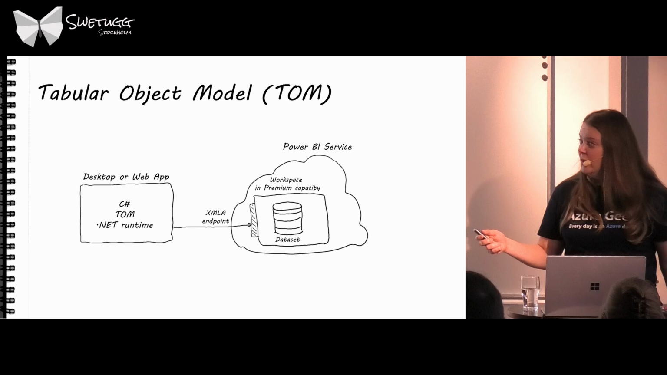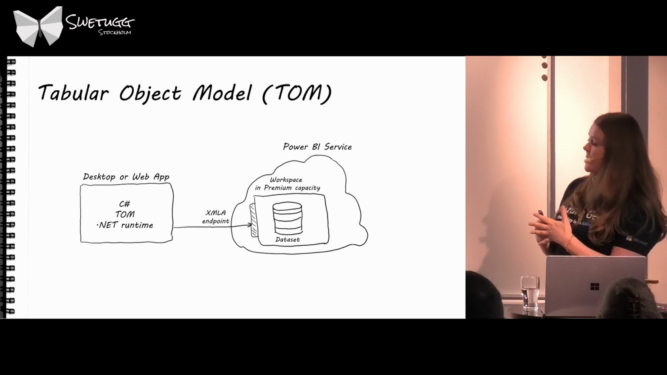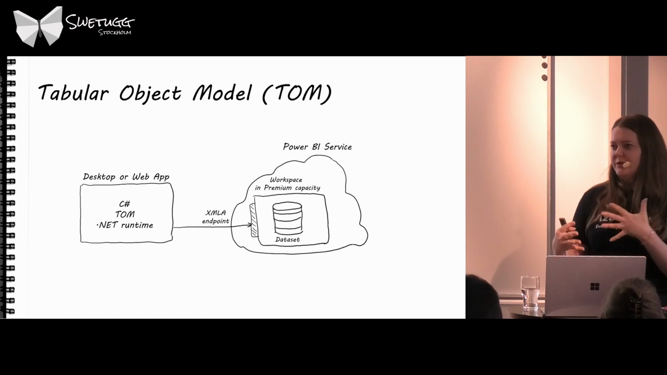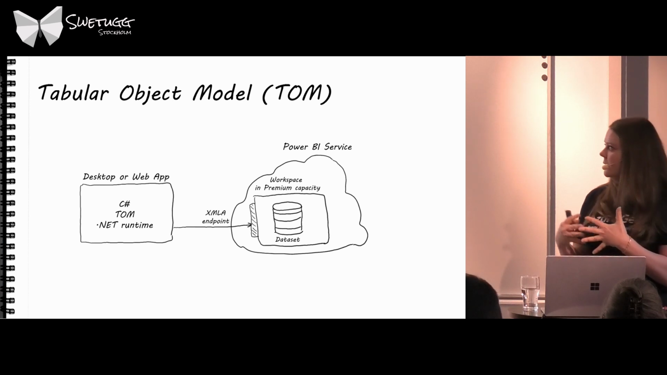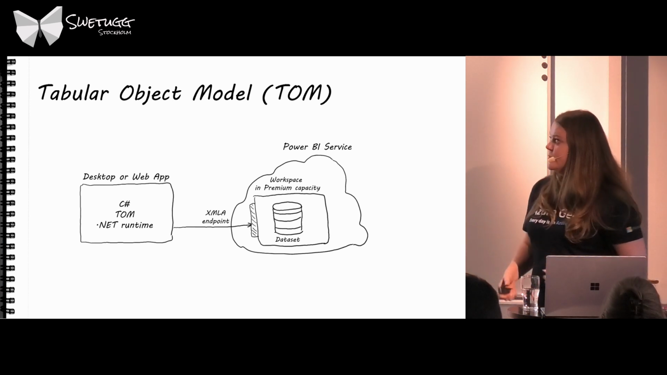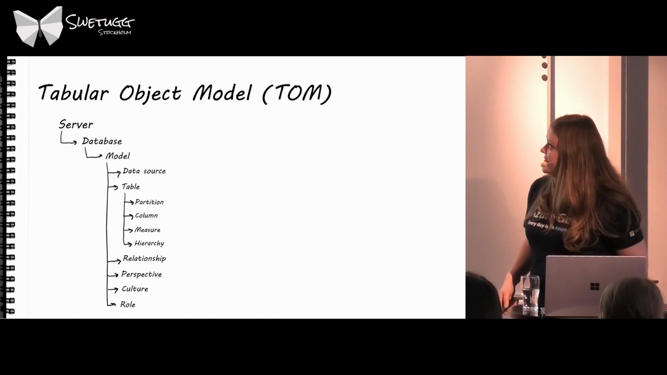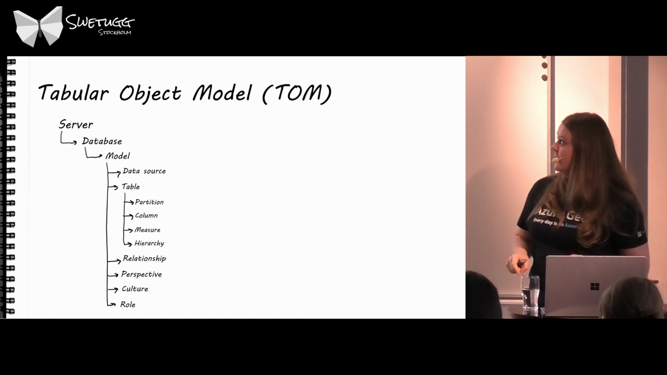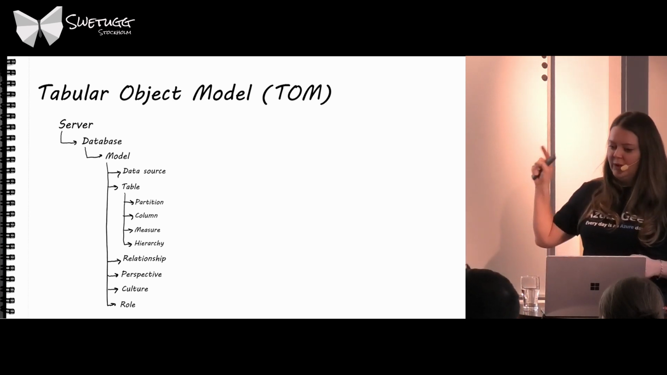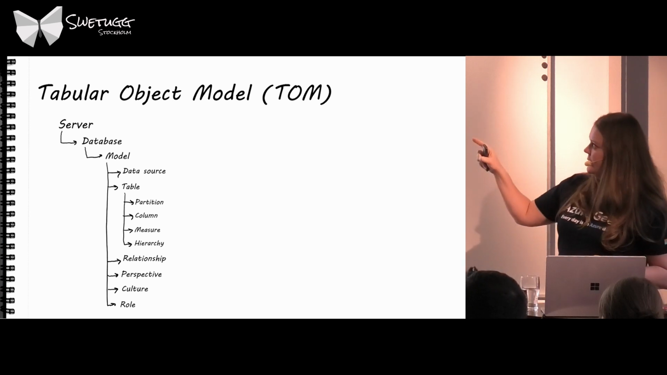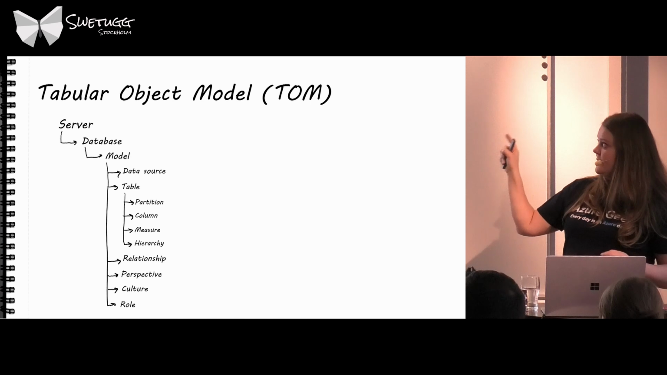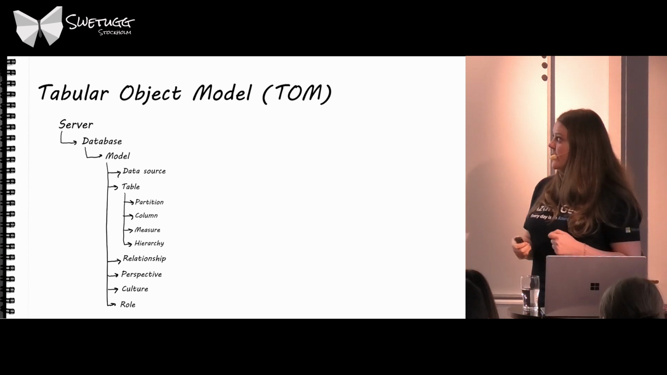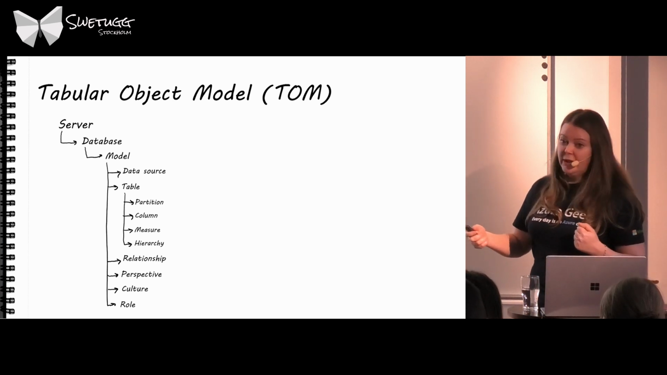So this is TOM. TOM is not the same as Power BI REST APIs. They have different functionalities. Some functionalities overlap, but not everything. And in complex projects, you might want to use both of them. And this is what the hierarchy looks like for a Power BI data set. The top level is the server, which is the workspace, and then you have a collection of databases, which are your data sets, and then you have the model and so on. All of these can be modified or created in your .NET code.